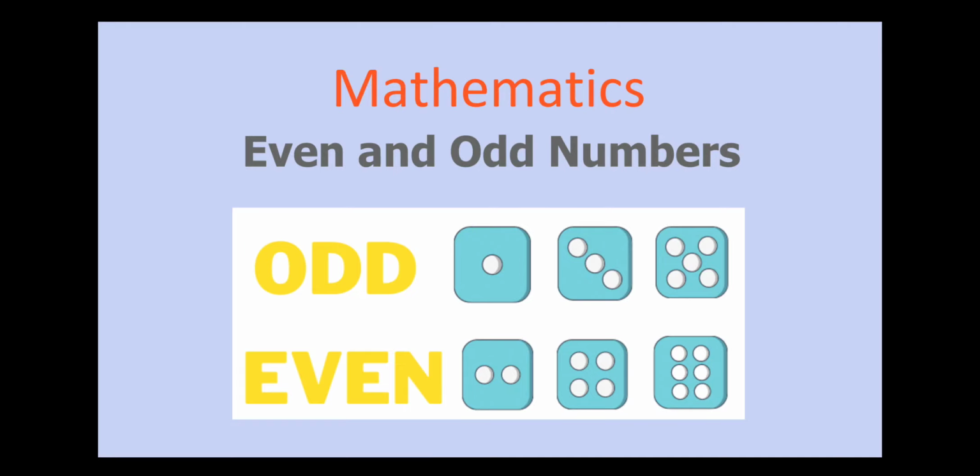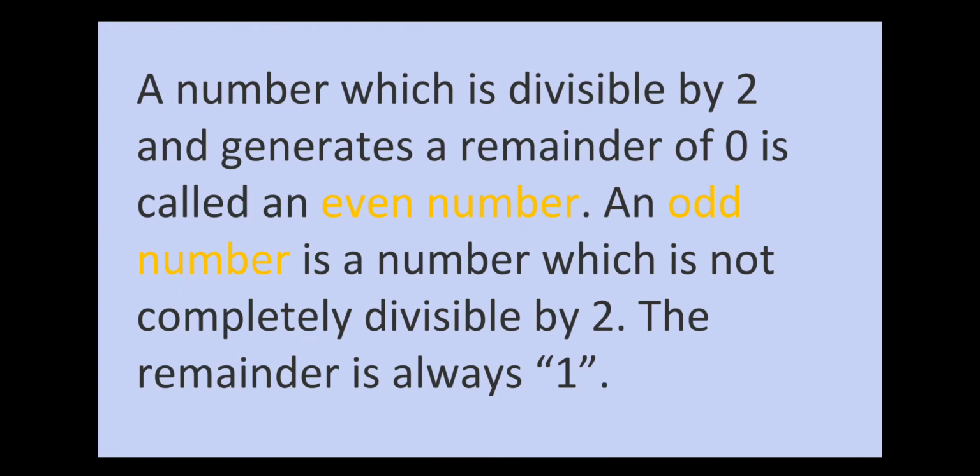Today our topic is even and odd numbers. A number which is divisible by 2 and generates a remainder of 0 is called an even number. An odd number is a number which is not completely divisible by 2. The remainder is always 1. Let's test.